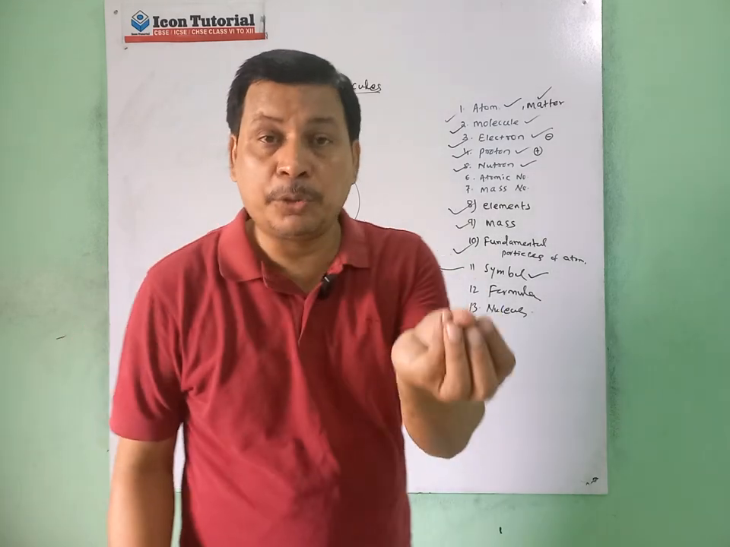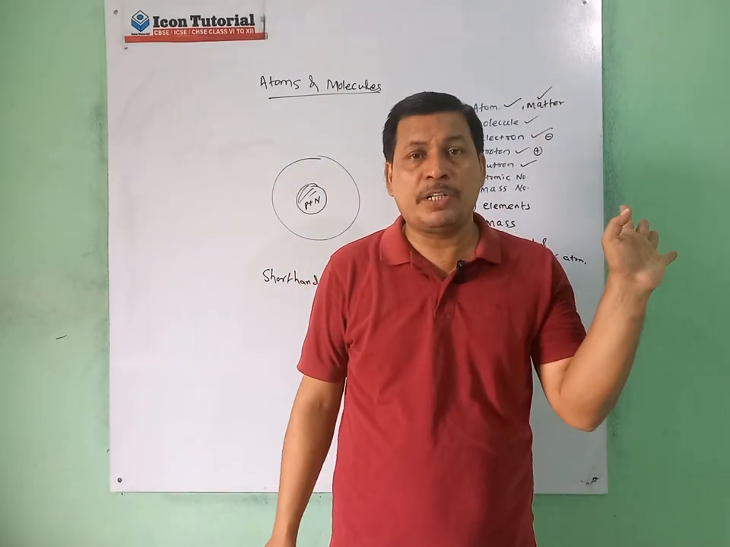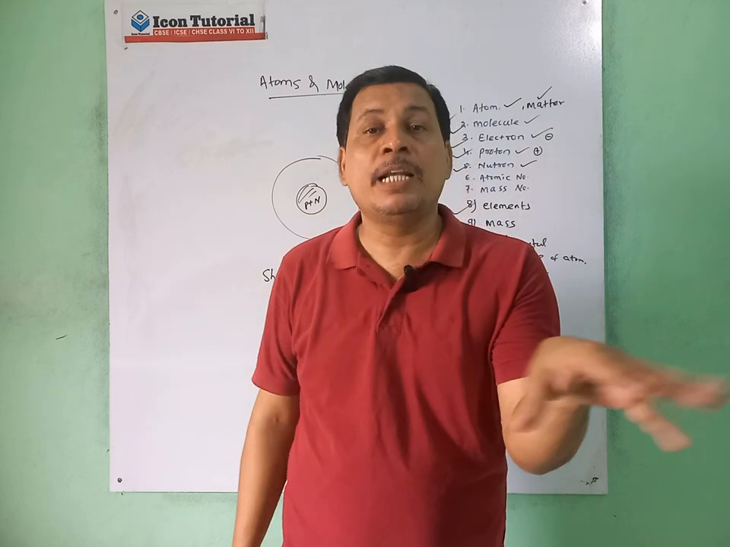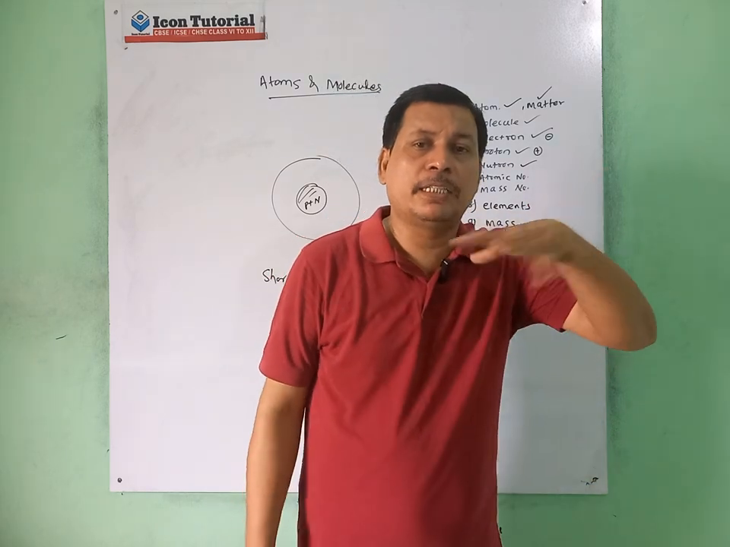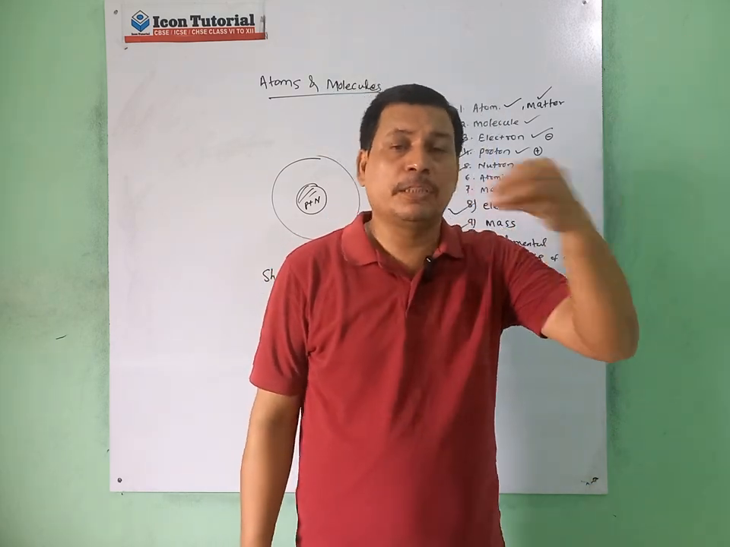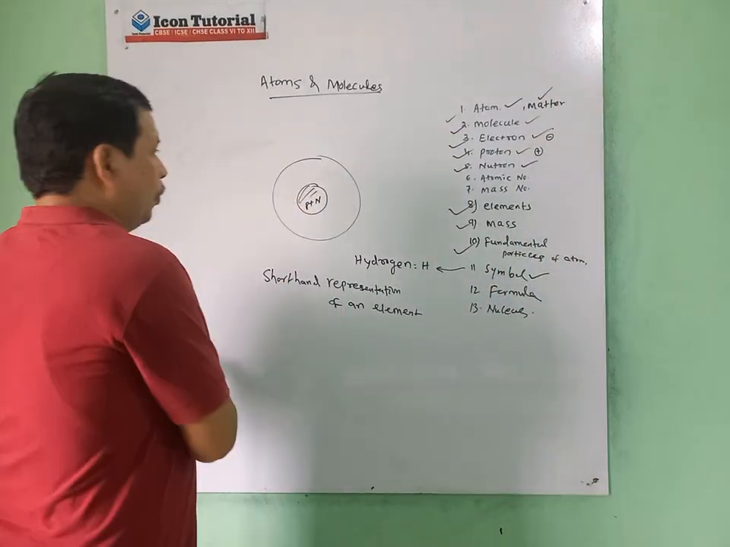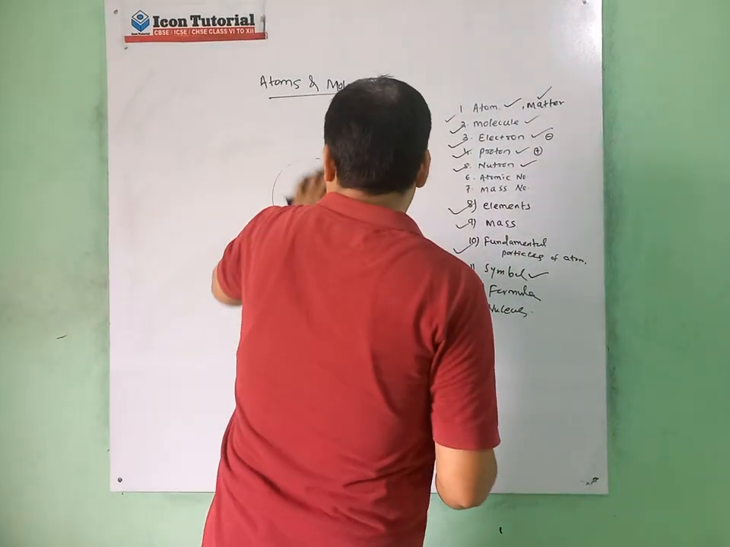Example: H for hydrogen, He for helium, Na for sodium, O for oxygen, F for fluorine, Al for aluminum, like that. So many elements are there, so many symbols are there. In the periodic table, you can look at it. So I hope you understood this one.